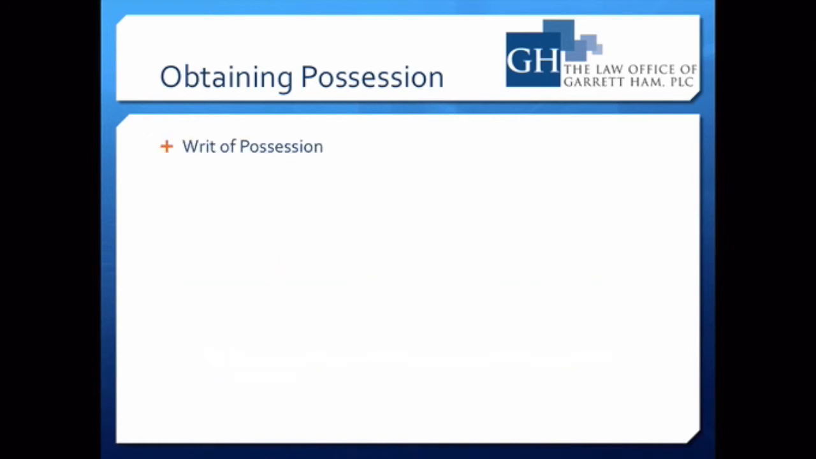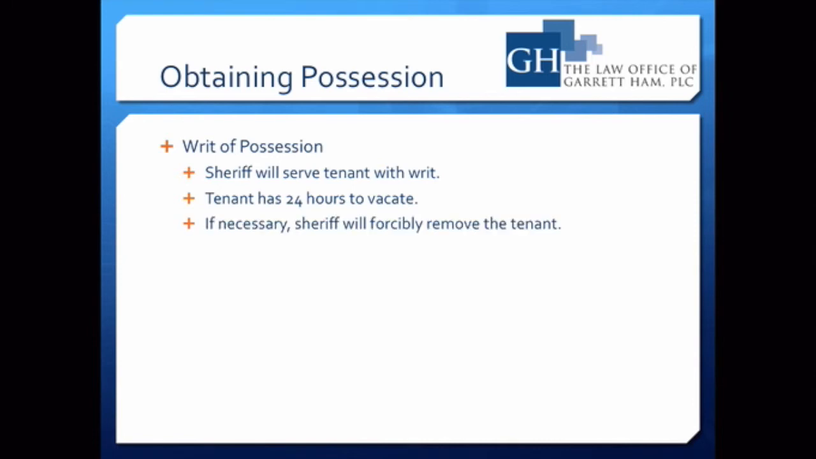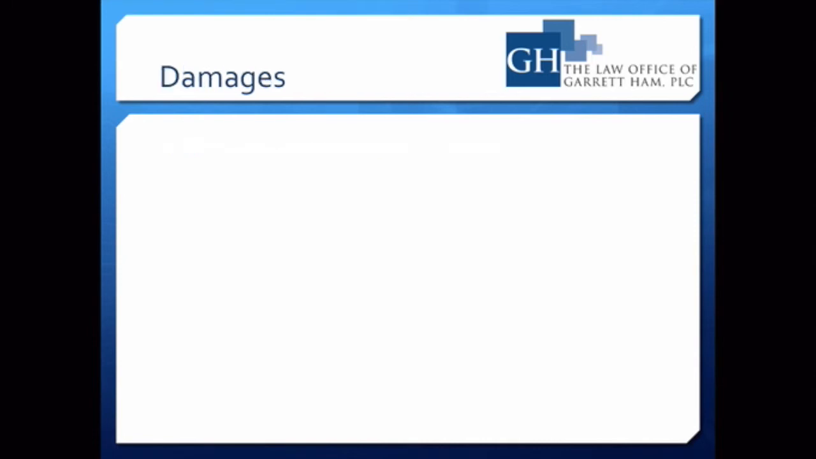Once the writ of possession is issued, the sheriff will serve the tenant with the writ. At that point, the tenant will generally have 24 hours to vacate the premises. If the tenant still refuses to leave, the sheriff will forcibly remove the tenant. The second phase of the proceedings is the damages phase. Once a landlord's right to possession of the premises is established, proceeding to this phase may not be necessary.